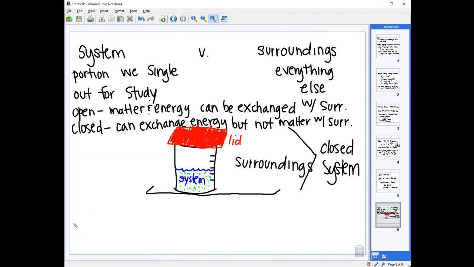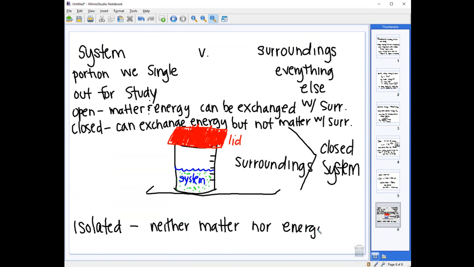We can also have a third type of system called an isolated system. This is when neither matter nor energy can be exchanged with the surroundings.